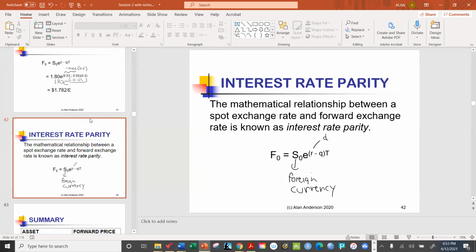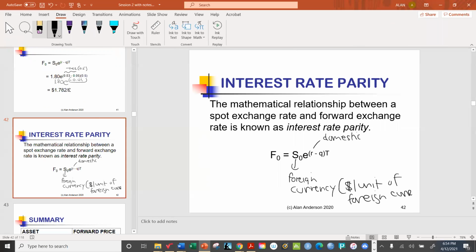R is the domestic rate of interest. Oh, and by the way, this has to be quoted as dollars per unit of the foreign currency. If not, I have to change my formula. So in other words, dollars per pound or something like that. Okay, so what happened? You know what? Let me change this.